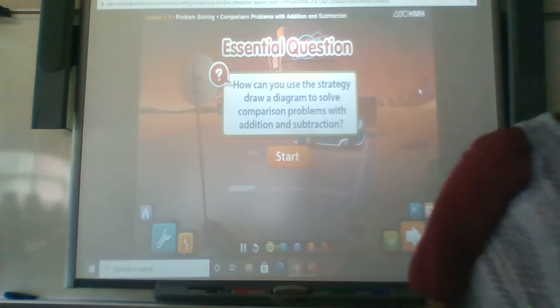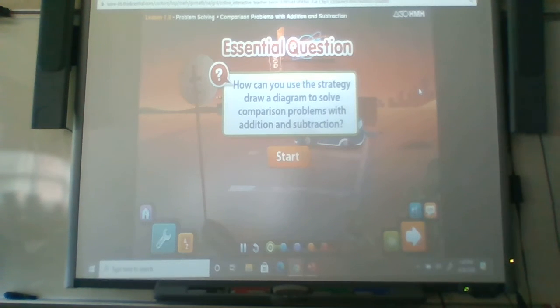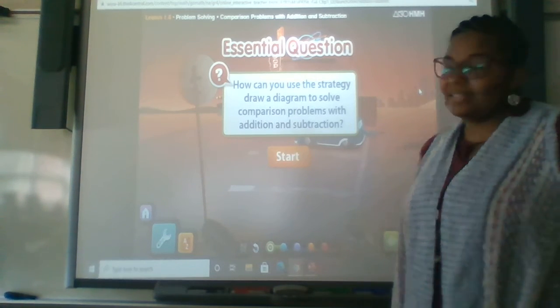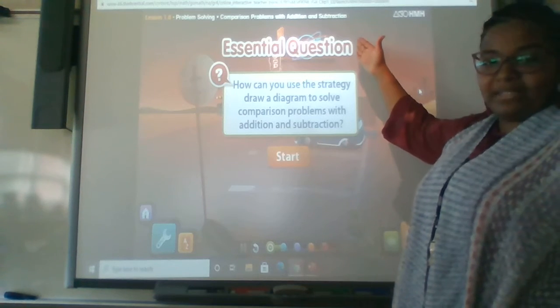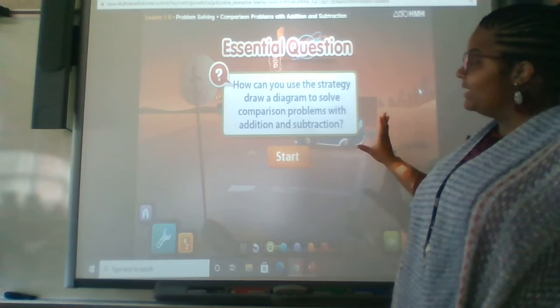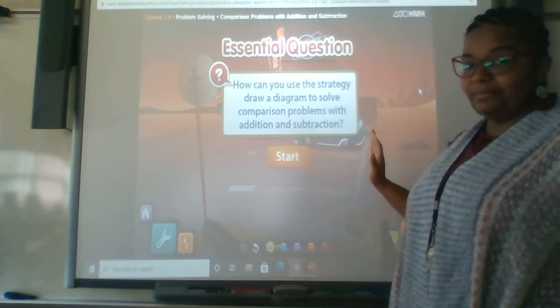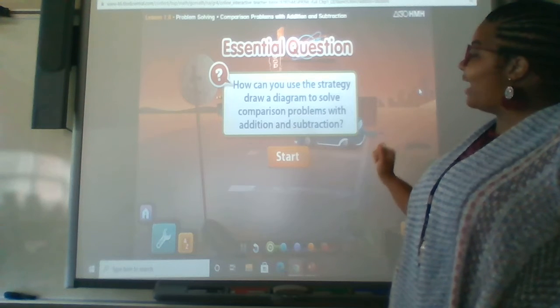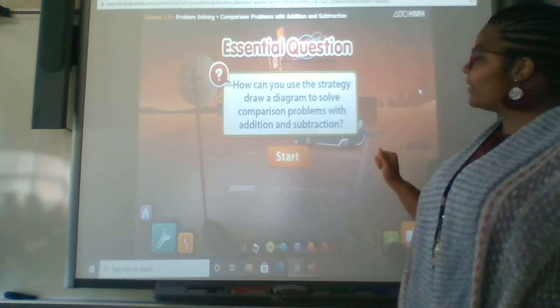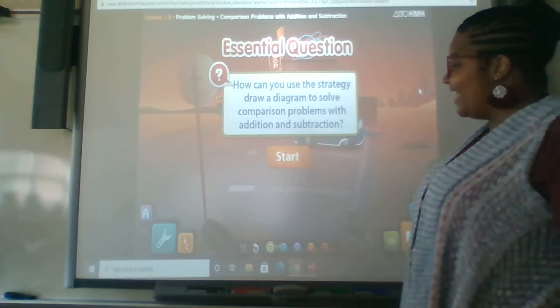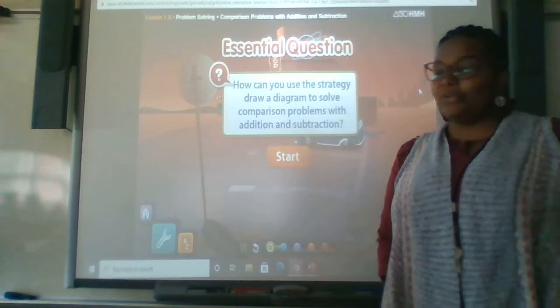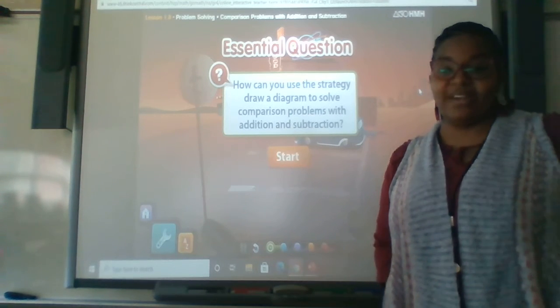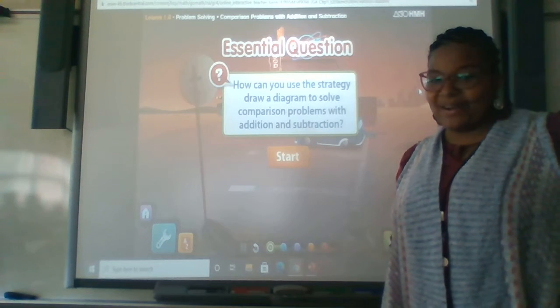How can you use the strategy draw a diagram to solve comparison problems with addition and subtraction? All right, boys and girls and parents, this is our essential question for this lesson. So can you read this with me? How can you use the strategy draw a diagram to solve comparison problems with addition and subtraction? I know you did great fluent reading when you read that. So let's get started.